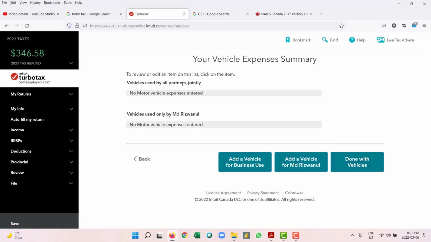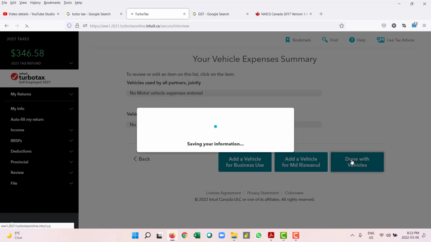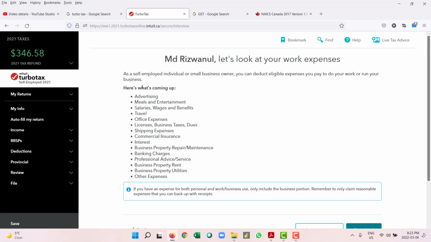And if I deduct some money as a vehicle expense, it will not help me get any refund because the minimum taxable amount is that if you earn in a year above $13,880, then you need to pay tax. But last year I probably earned 2,500 bucks. So if I expense my vehicle and other things, it doesn't matter. So I click done with my vehicle.